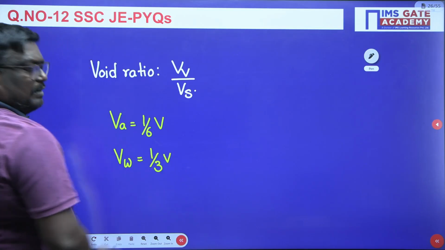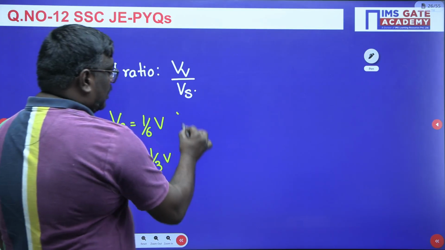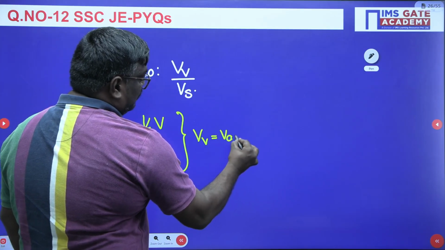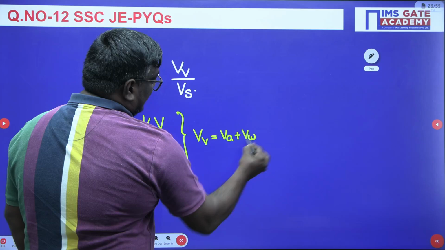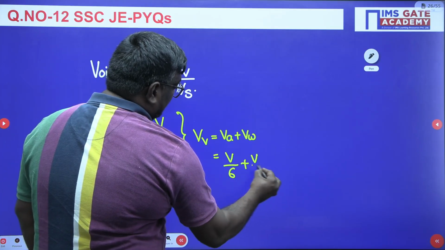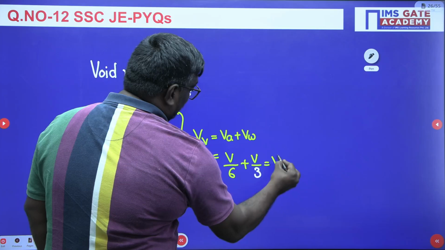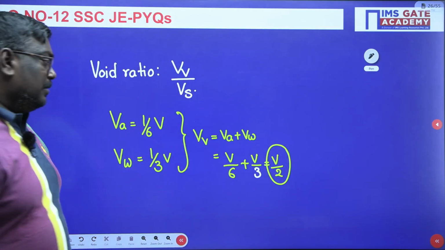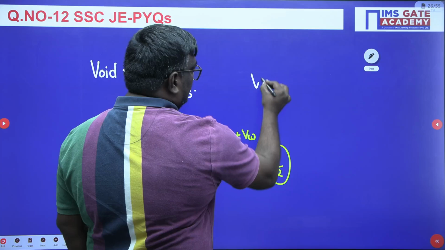So for your information, what do you mean by voids? Volume of voids is nothing but volume of air plus volume of water. So you can write here V/6 plus V/3, which will be equal to V/2. So volume of voids is equal to how much, sir? V/2.